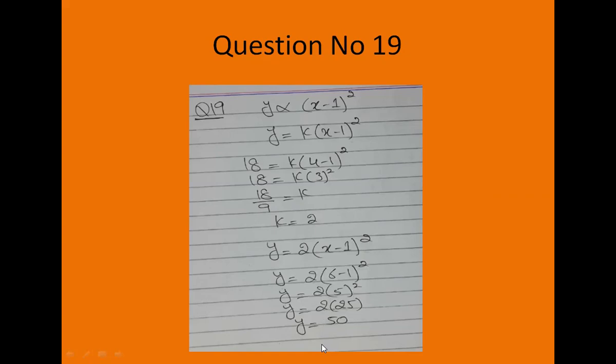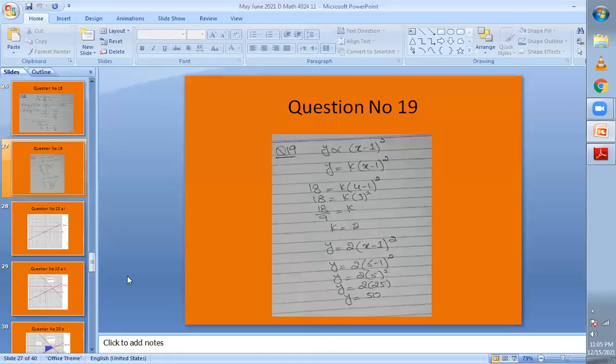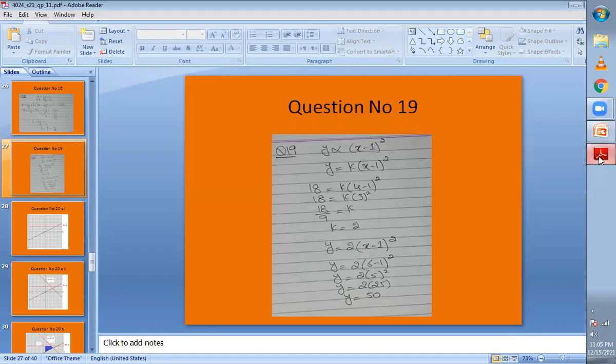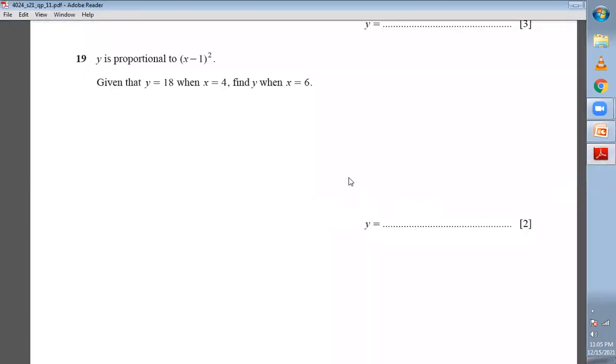So hopefully you understand how this is done. That was question number 19. It's a 2-mark question.